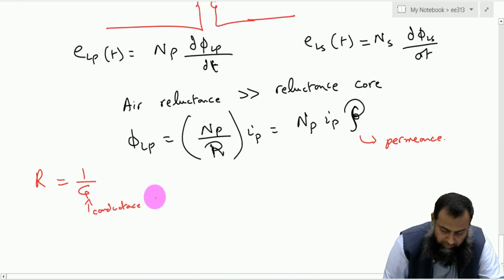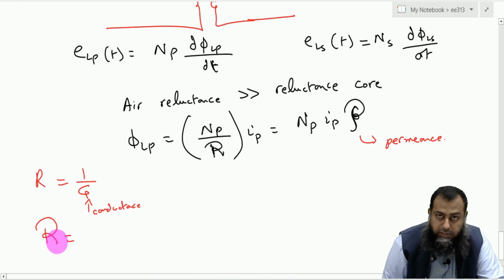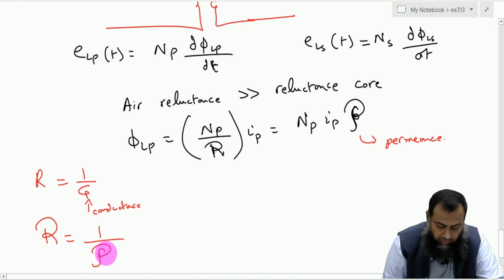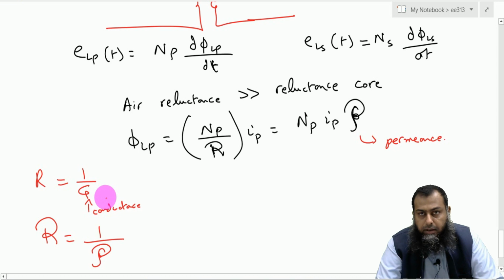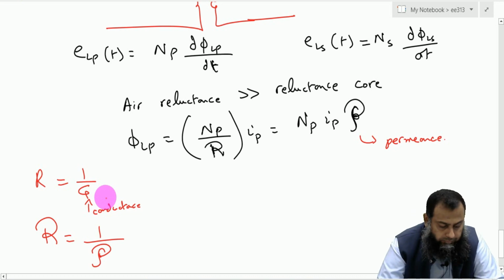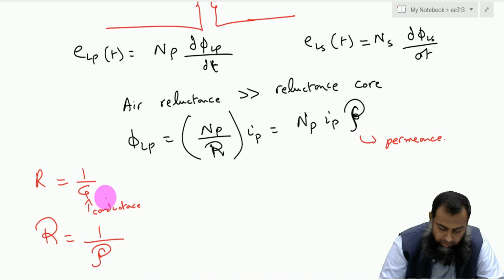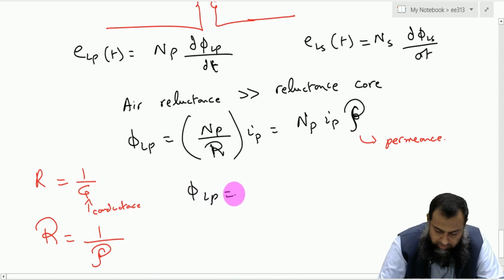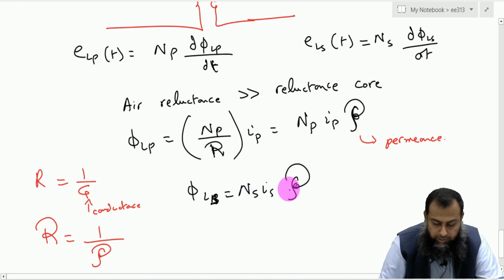In a magnetic path we have this R, which represents the reluctance, whereas we have this P, which is the permeance or the conductance in a given magnetic field. So based on this, we can say that phi LP is equal to this one, and phi LS is equal to NSIS into this permeance P, right?